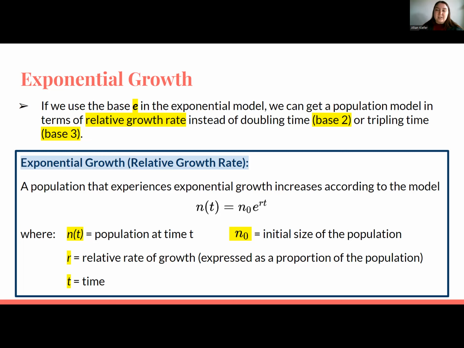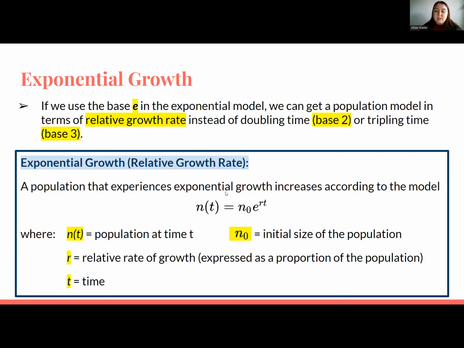So with exponential growth, or the relative growth rate, we have a population that experiences exponential growth and increases according to the model N of t is equal to N naught times e to the power of r times t. N of t is the population at time t. N naught is the initial size of your population. R is the relative rate of growth. This is expressed as a proportion of the population, so it can be a percentage, a decimal, anything along those lines. When you do your computations, you definitely want it in decimal form, so if you're given a percentage, you need to change it. And t is time.